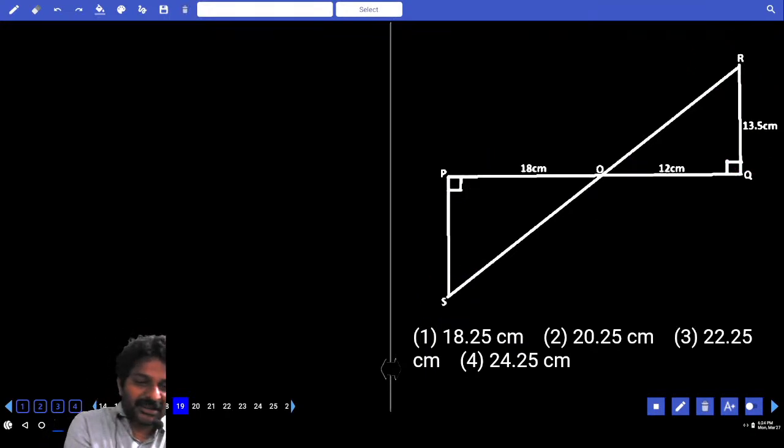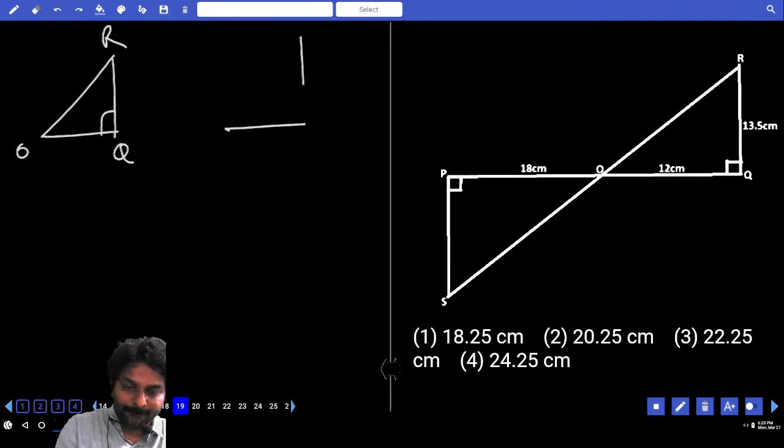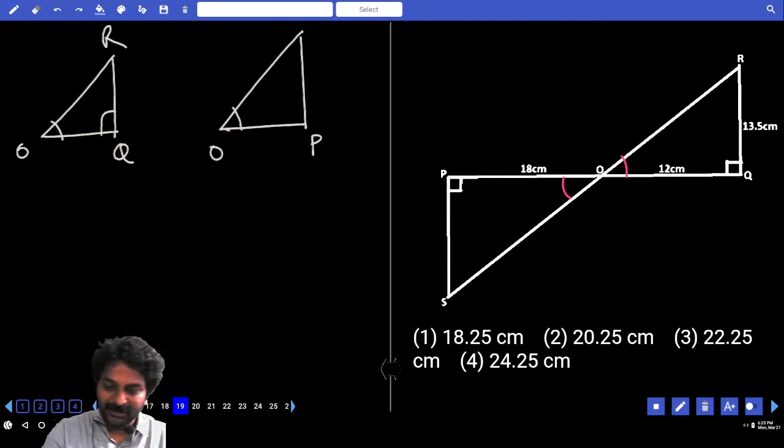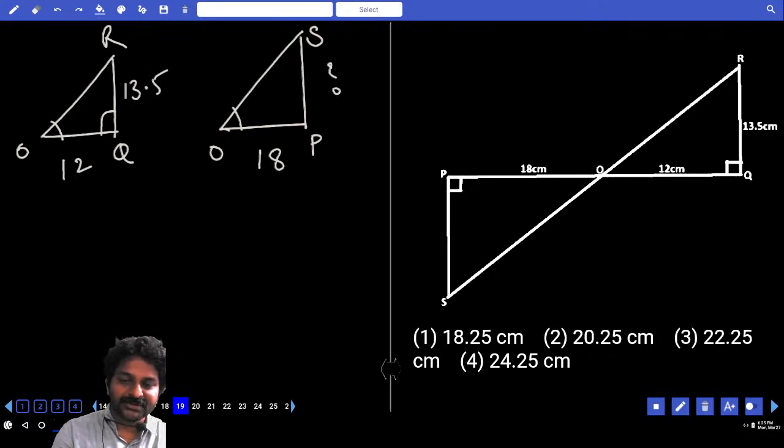Now let me draw those triangles. Number 1, first one, which is OQR. This is 90 degrees. Now where is 90 degrees for the other triangle? That is at P. Angle at O must be same, right? Hence I am taking O here. Then how much is left? S is left. Now let me write these numbers. This is 12. OQ which is 18. RQ 13.5. SP how much? That's what the question is.